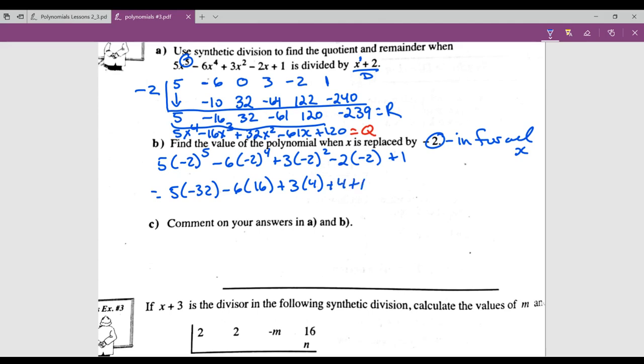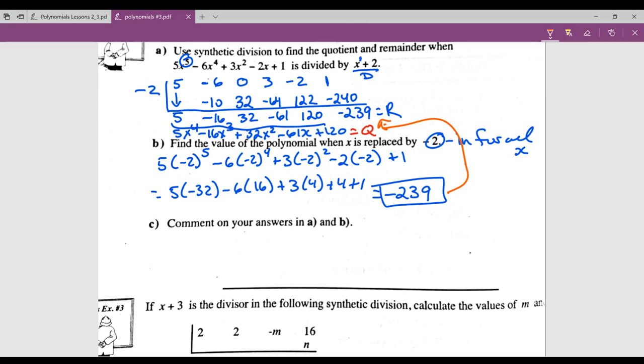You multiply these out, add them together, you will get -239. Where have you seen that before? Well, you've seen it. Right there. It is the remainder.